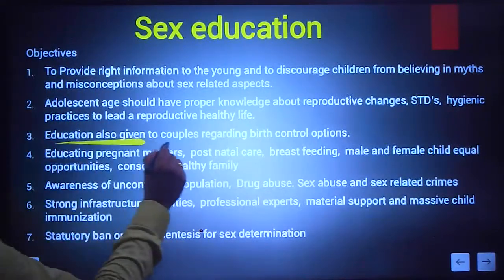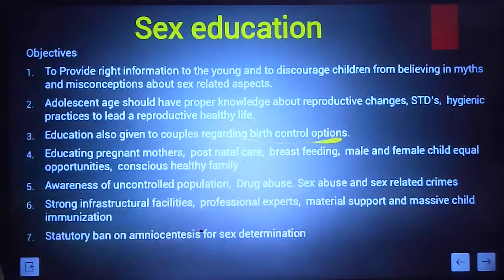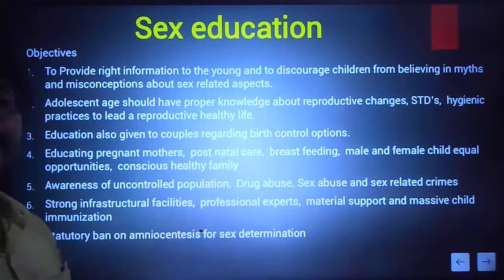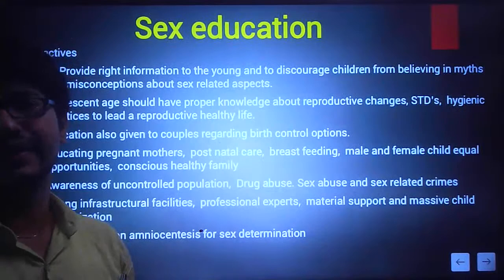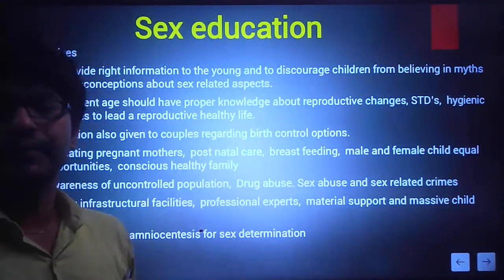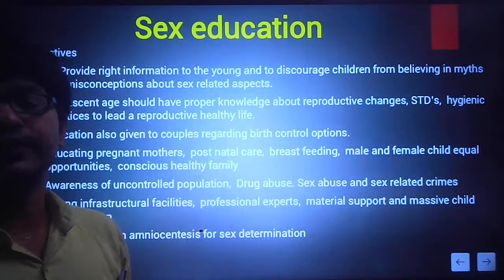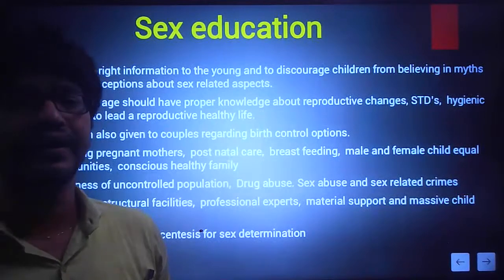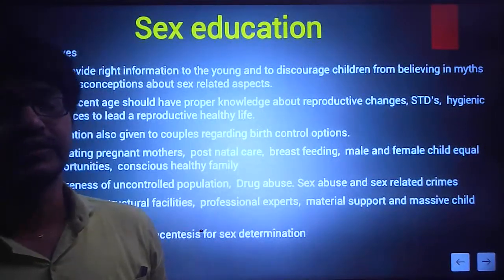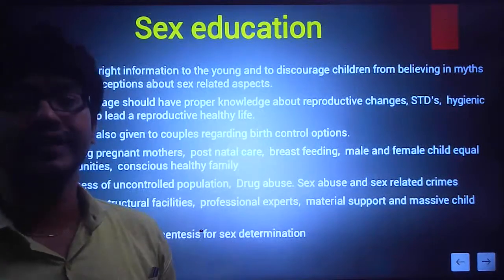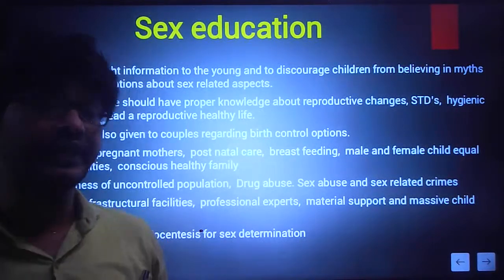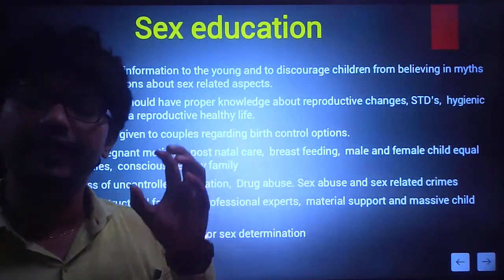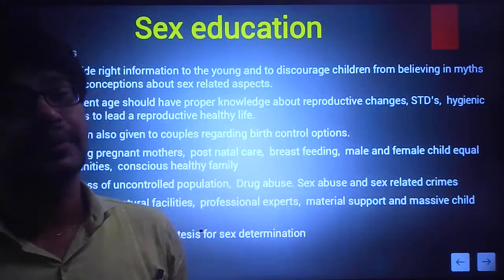Then education is also given to couples regarding birth control options, not only for adolescents. Sex education is also given to couples. For example, newly married couples who don't want to have a child immediately can have a space in between. So for that, they should be aware of what type of contraceptive to use, whether they can go for a barrier technique, a natural technique or an artificial technique, or they can go with intrauterine devices, or eventually go with sterilization. This type of proper counseling and proper information has to be given to couples also.